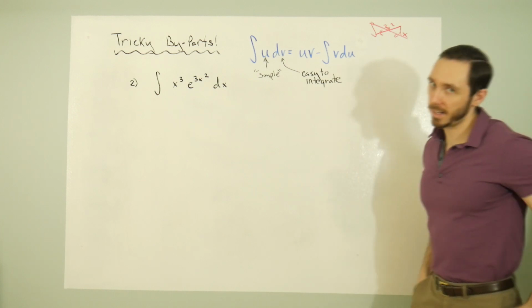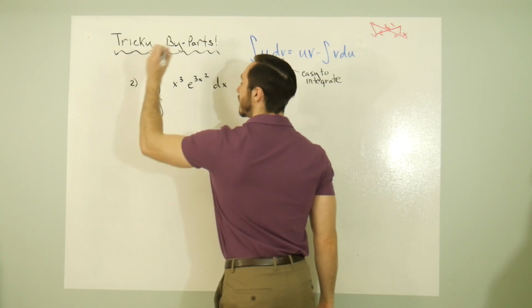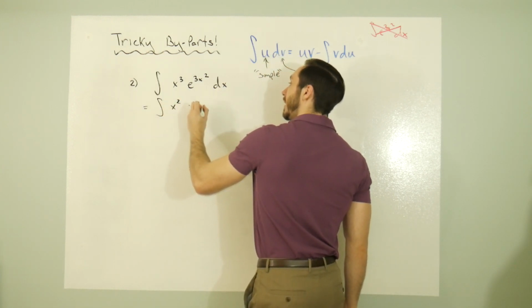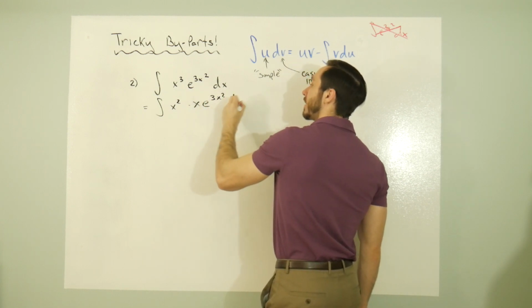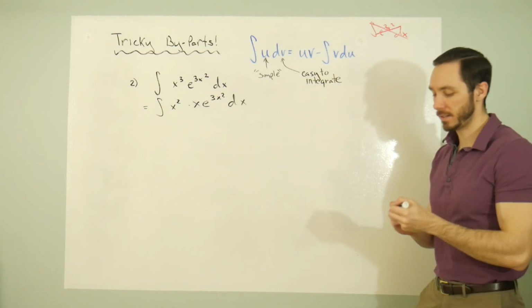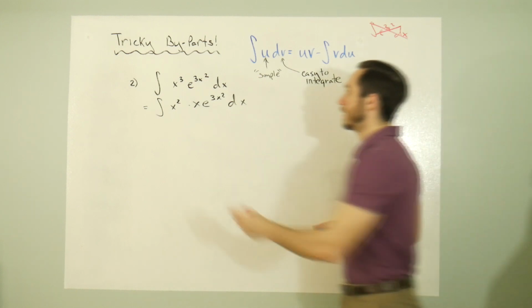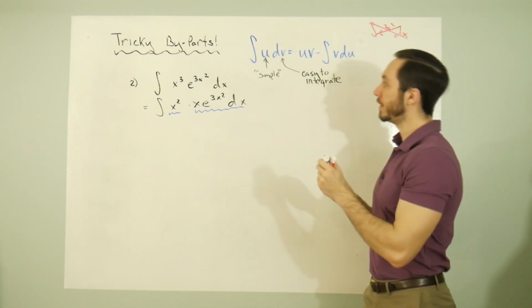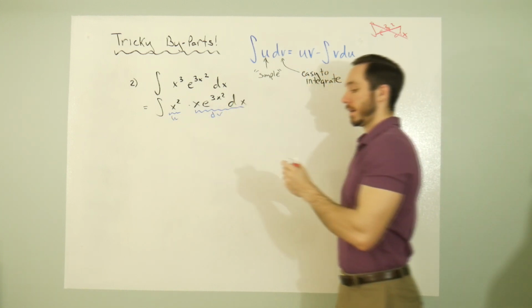Why can't I just write it like this? Why can't I say this is equal to the integral of x squared? Let's lend him an x. x times e to the 3x squared dx. You absolutely can do this, and this we shall do. And this will also help us see that our choices of u and dv are going to be a little helpful here.